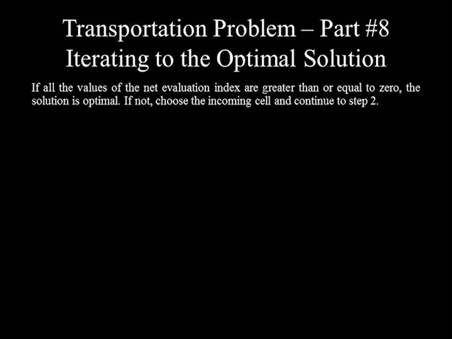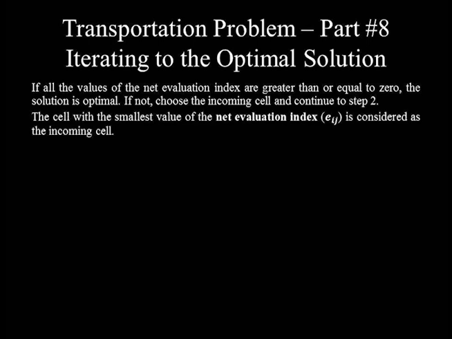If all the values of the net evaluation index are greater than or equal to 0, the solution is optimal. If not, choose the incoming cell and then continue to step 2. The cell with the smallest value of the net evaluation index is considered as the incoming cell. The steps we went through so far can be considered as the sub-steps of step 1.